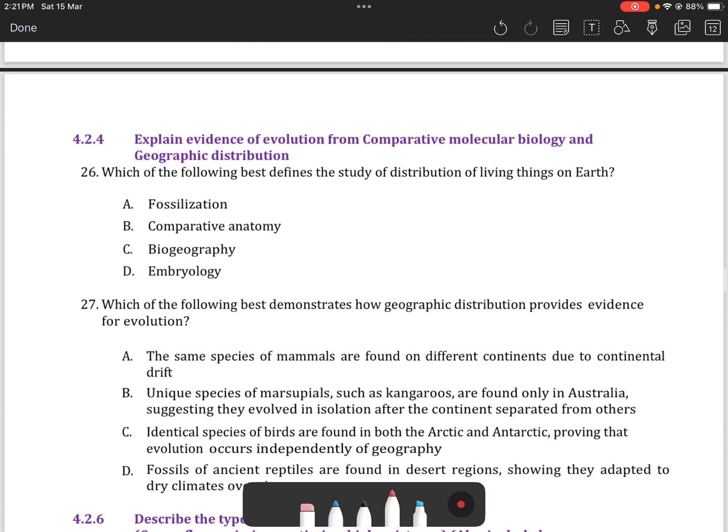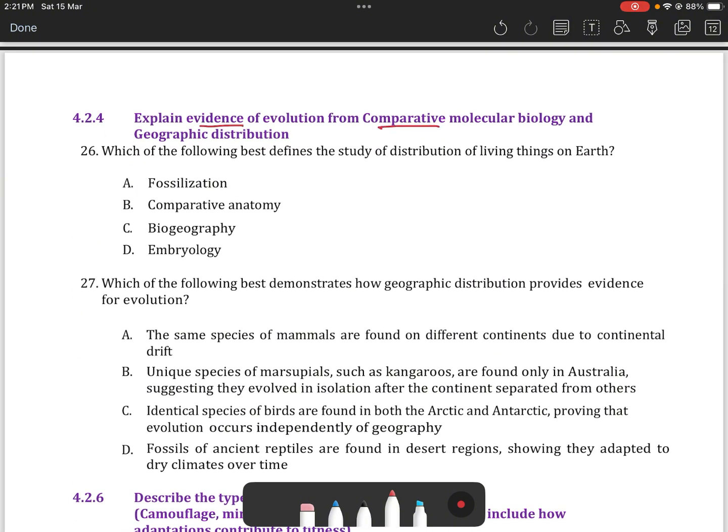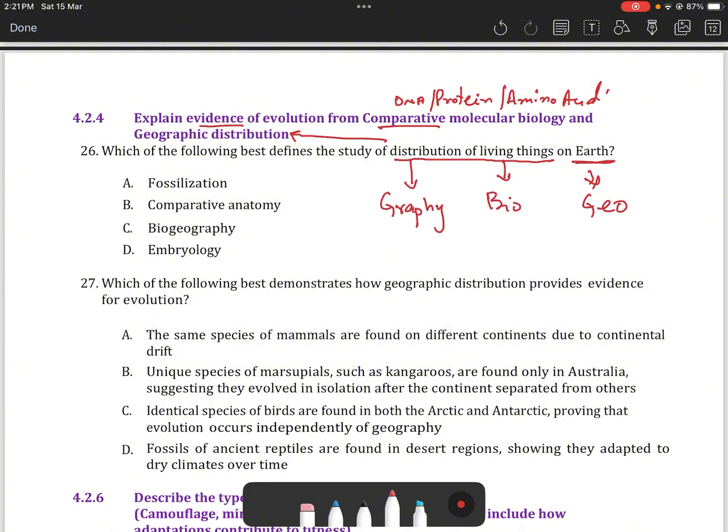Okay, moving to next. Explain the evidence of evolution from comparative molecular biology. As we said, DNA, protein, amino acid, anything that is discussed will be related to comparative molecular biology. And if you talk about the distribution of the living things, that's geographic distribution, and that's also known as biogeography. So for example, earth is geo, living things is bio, and distribution is graphy. So now you can make it biogeography. So that's the answer over here.